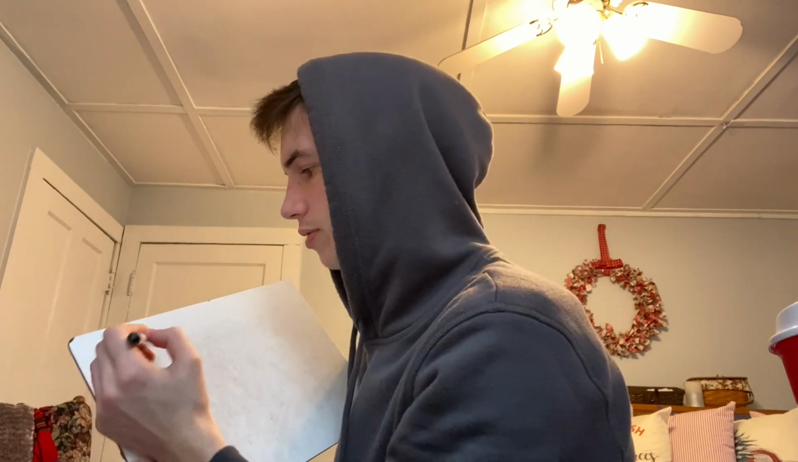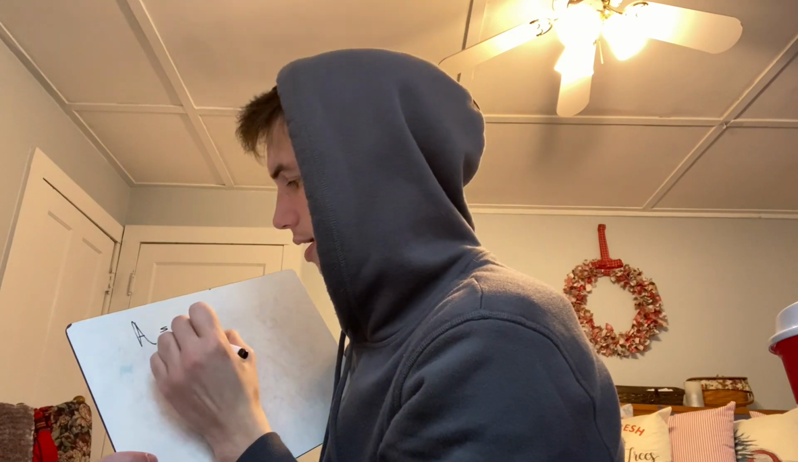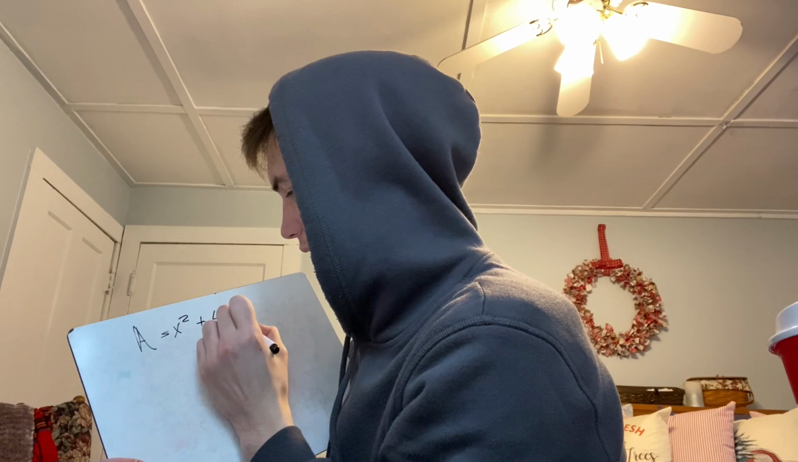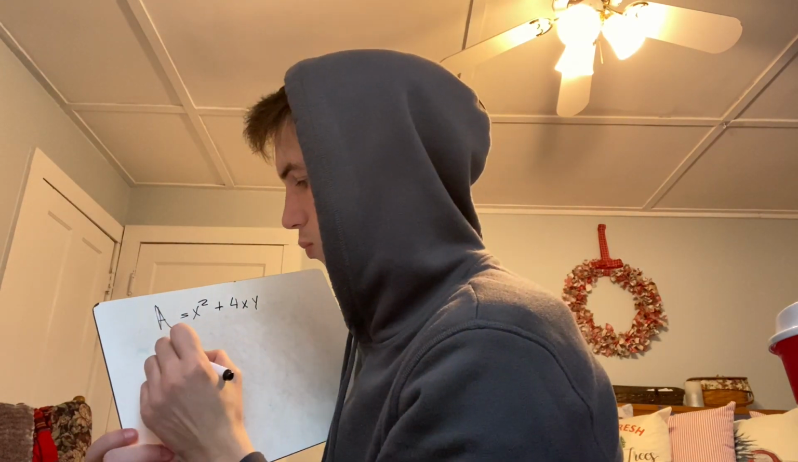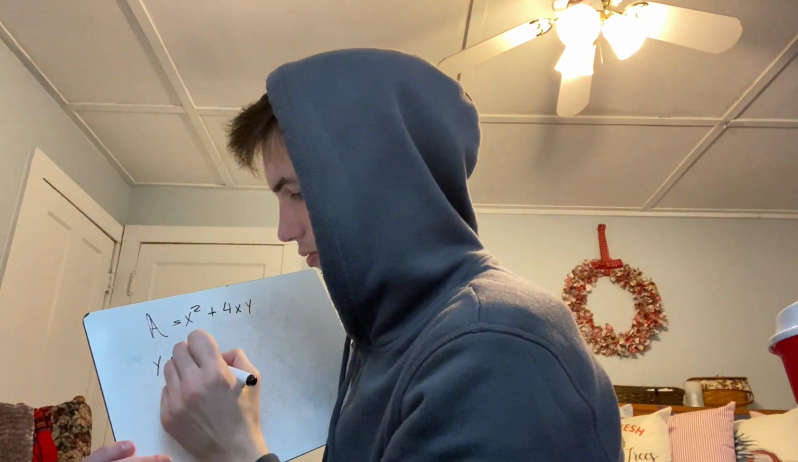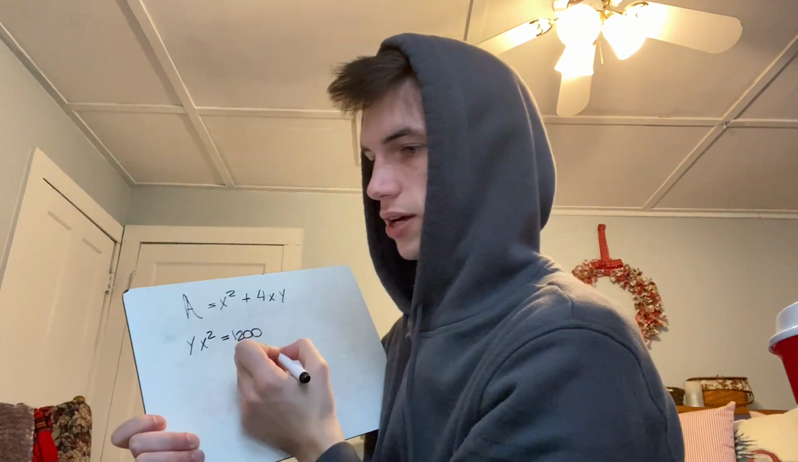To start, we will need to get the two functions. Our first one is the one that we're trying to minimize. This is the amount of material that we use. So this is A equals x squared plus 4xy, and we will do y x squared equals 1,200. This is our volume.